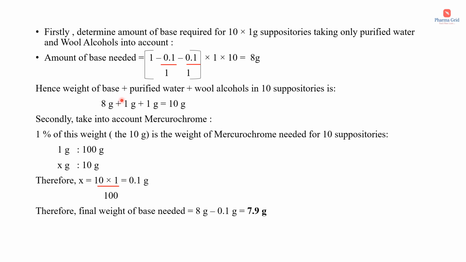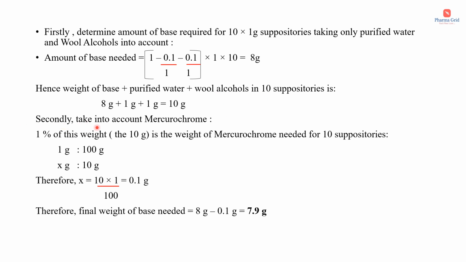So the weight of the base plus purified water plus wool alcohol in 10 suppositories is 8 gram for the base. How do we get the weight of purified water for 10 suppositories? The weight is given as 0.1, so 0.1 into 10 gives 1 gram. The same for wool alcohol: 0.1 into 10 is 1 gram. So 8 gram plus 1 gram plus 1 gram is equal to 10 gram, the total weight of the suppository. Out of this 10 gram, 8 gram is the base, 1 gram is the purified water and 1 gram is the wool alcohol.